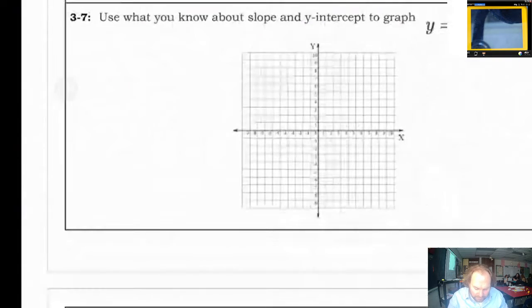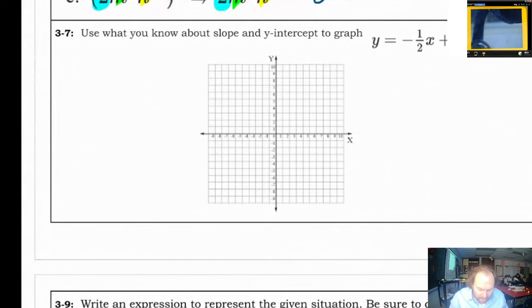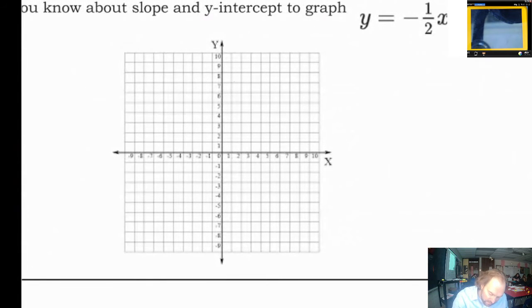3.7, use what you know about slope and y-intercept to graph this equation. We've done this a billion times in the last several weeks. 3 is the y-intercept, so I'll put that right there on the graph. Negative 1/2 means I'm going to go down 1 to the right 2, down 1 to the right 2, down 1 to the right 2, and that will be the line that we're going to draw. So it looks something like that if you freehand it. More or less, there you go.